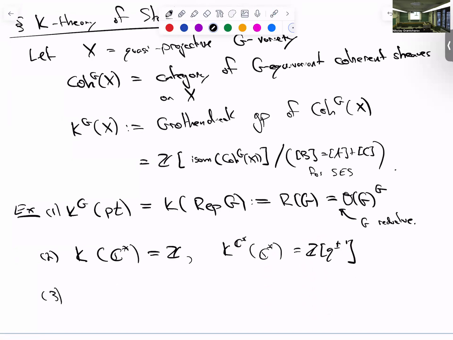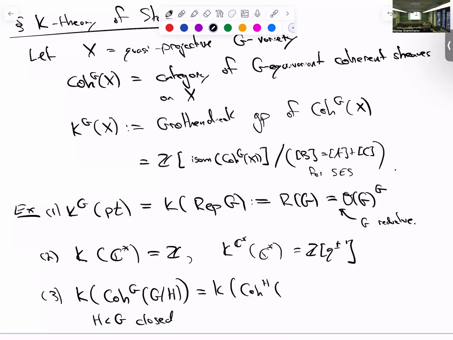Maybe a less trivial example, but one which will be used all the time. So H now will be a closed subgroup of G. The K theory of this will be looking at sheaves on G mod H which are equivariant with respect to the G action, like the two G's cancel out. So it will be just K theory of point mod H, or in other words, the H equivariant K theory of a point.